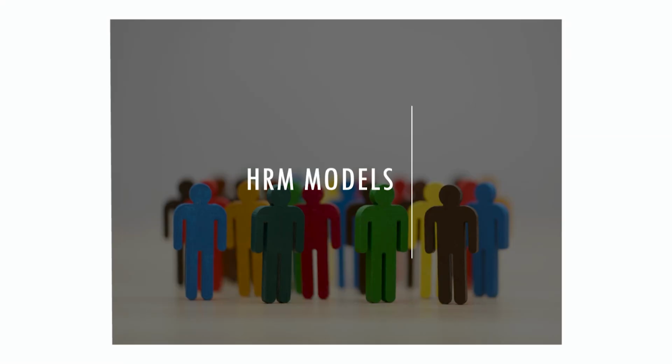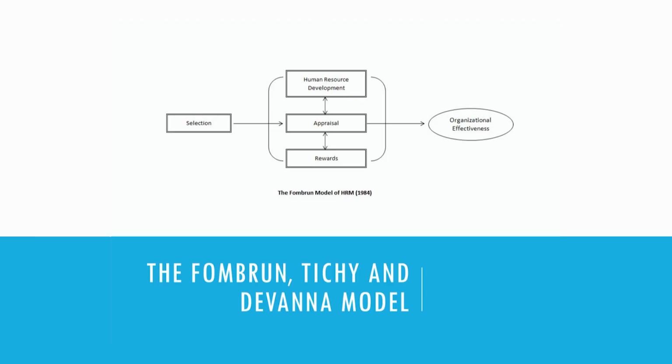Now I would spend some time explaining to you various human resource management models which have been given by expert researchers and authors, wherein through their research they have tried to highlight how the relationship between various sub-functions and the main function of the organization works. So the first model is by Fombrun, Tichy and Devanna. This Fombrun model was given in 1984 and it focused on an outcome called organizational effectiveness. As we know, effectiveness means achieving something which we have intended to achieve.